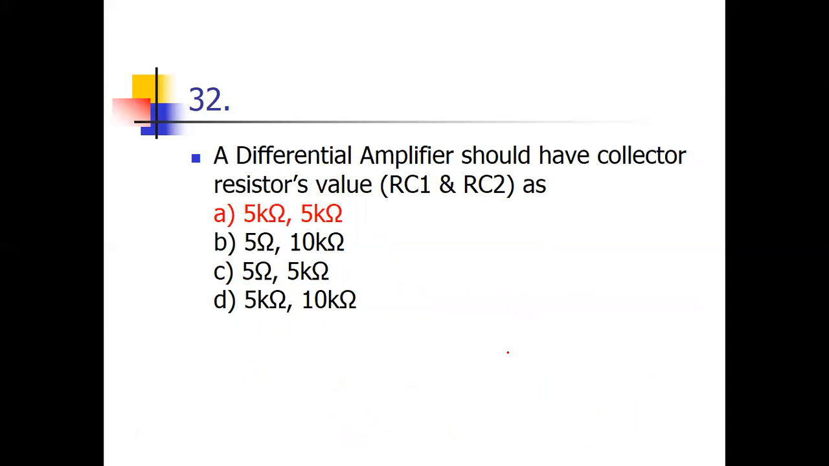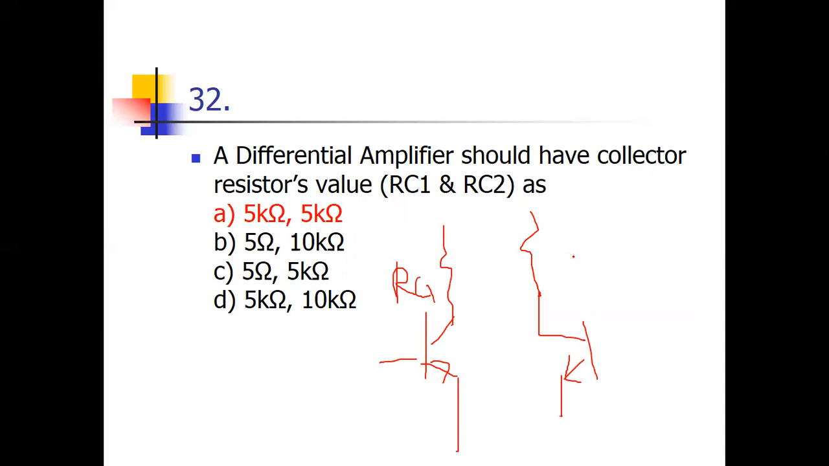Next, a differential amplifier should have collector resistance values RC1, RC2, these are the options. Remember that for a differential amplifier, collector resistance values are not fixed, but you should learn this concept. This is your differential amplifier. There are two identical transistors we used, so those two resistance values should be the same. Whatever you are taking, 1K, 2K, 3K, 4K, 5K, whatever, but both values should be the same.